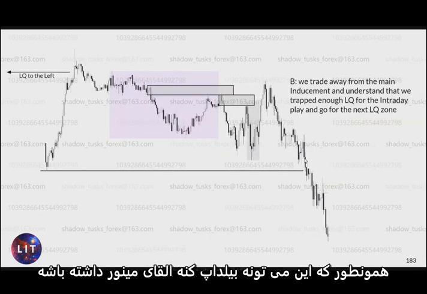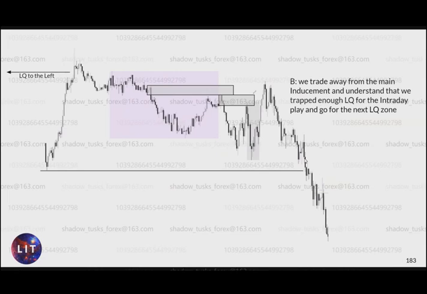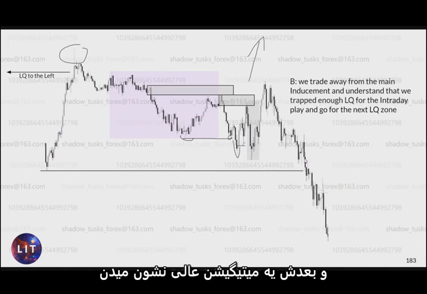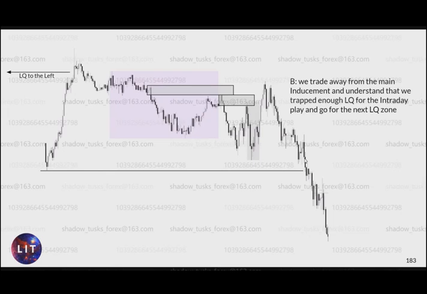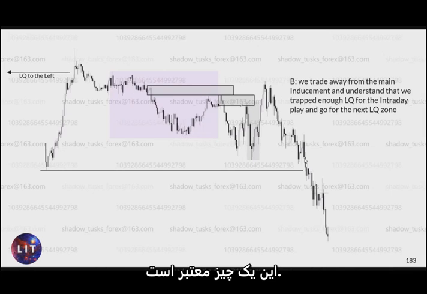Again, in this build up, minor inducement. Of course, I want this thing now to go to the moon. But what do they show? They show the main inducement in here. Now they show me the perfect mitigation, after an internal break of structure, a minor one though. So this is good until the next area in here. Then a trade after the bigger picture break of structure in here. This is a valid thing now.